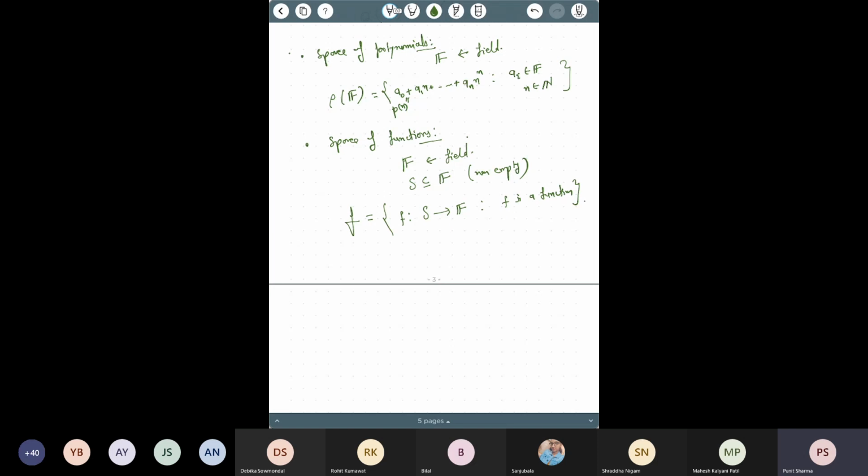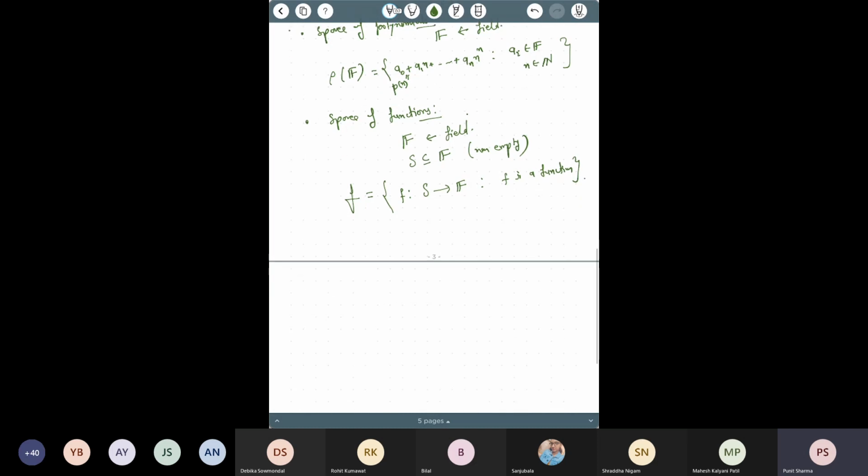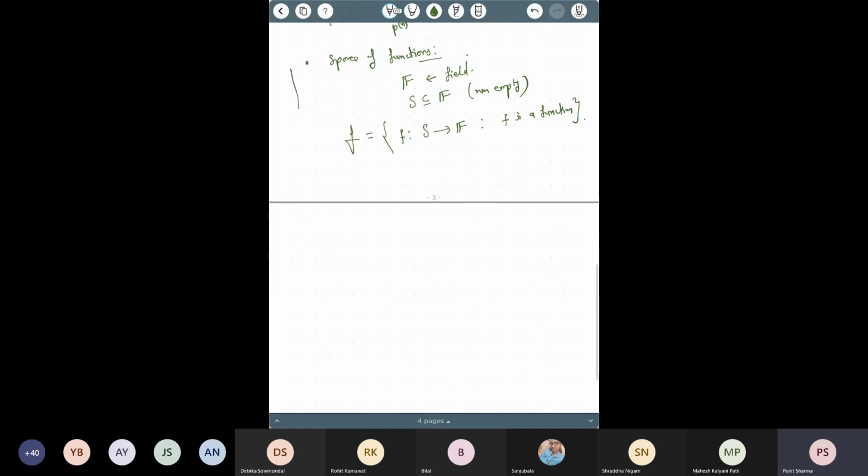Okay, so this is the collection of all functions from this set S to F. Now we want to make this a vector space, so we need two operations. Can you suggest two operations for this set? Composition of function. Okay, and tell me the other one also, and then you verify. Scalar multiplication, alpha, pointwise.